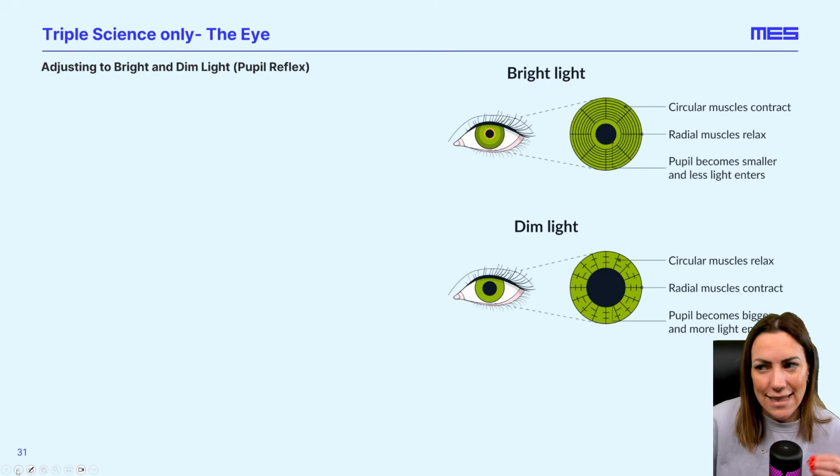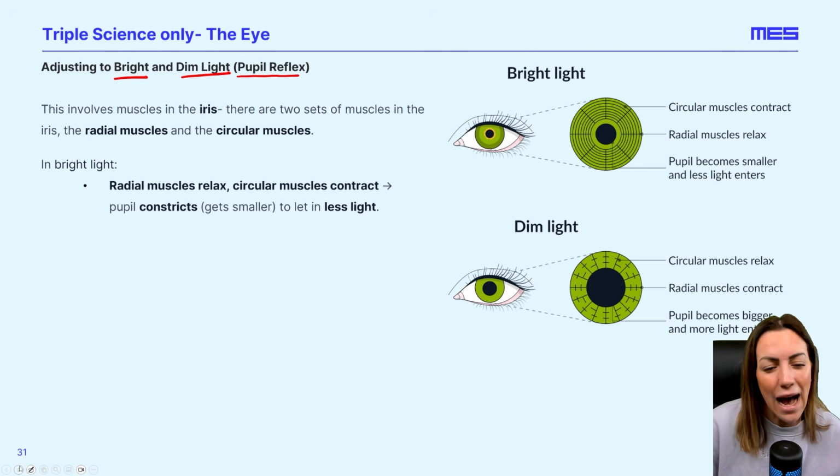Okay, let's get into what we have to learn then about the eye. So we have to learn about the pupil reflex, which is basically how our eye adjusts to bright light or a higher light intensity, or dim light or a lower light intensity. So the first one we're going to look at is how it adjusts to bright light. Now, both of these responses involve muscles in your iris, the coloured part of your eye. And there are two sets of muscles in your iris.